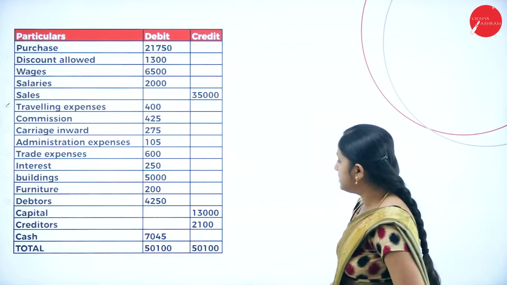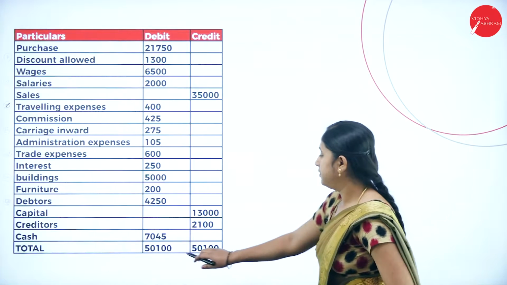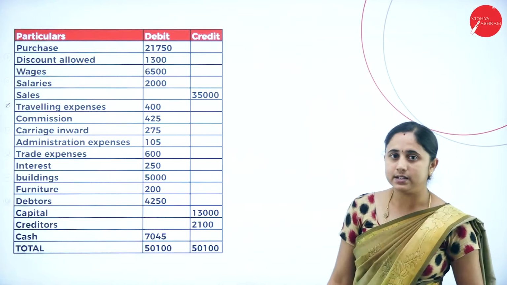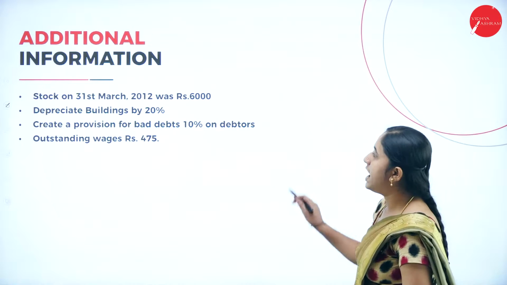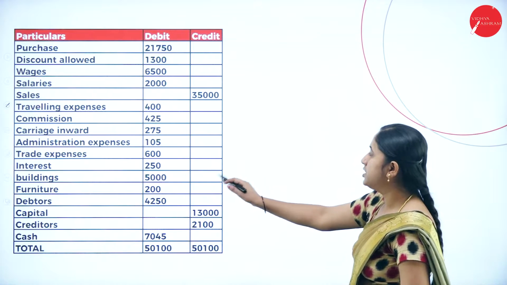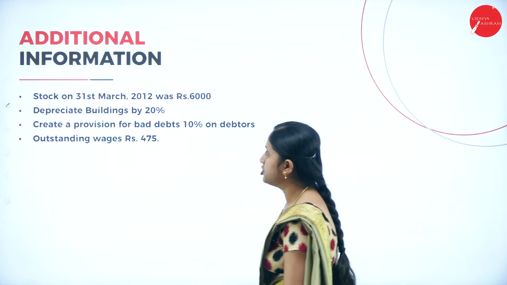In the trial balance, the debit and credit should be balanced. So, we get 50,100 and 50,100. So, the trial balance is correct. Just continue with the problem. Additional information. That was the trial balance information. In addition to this trial balance, we have some more information.